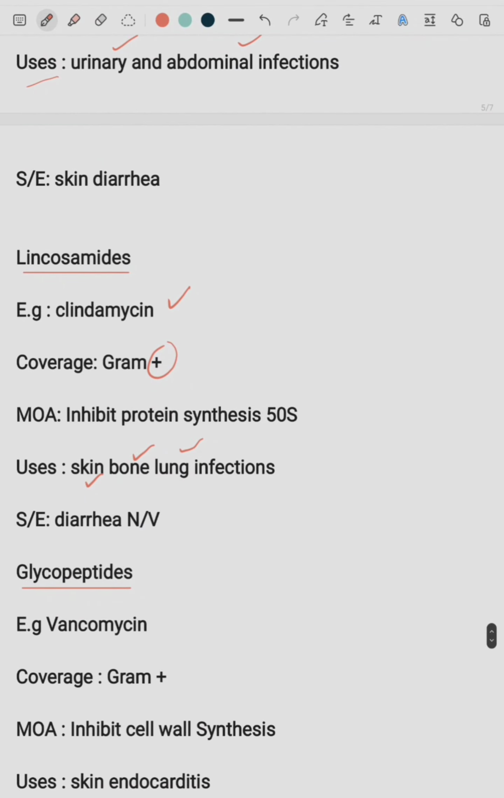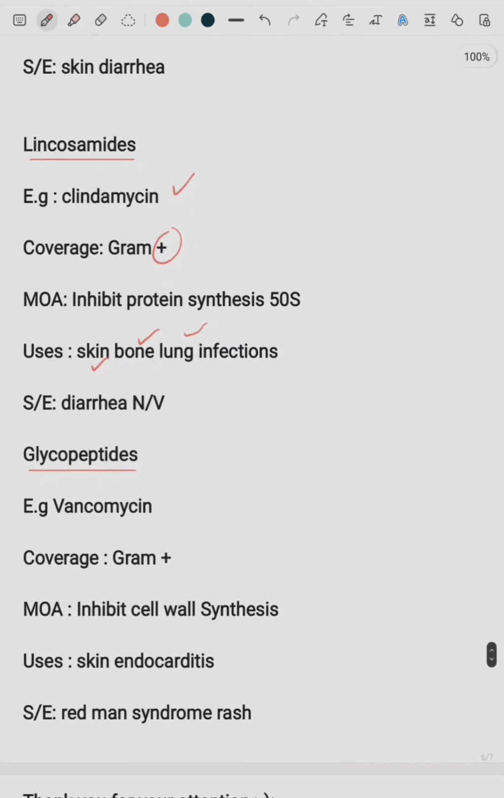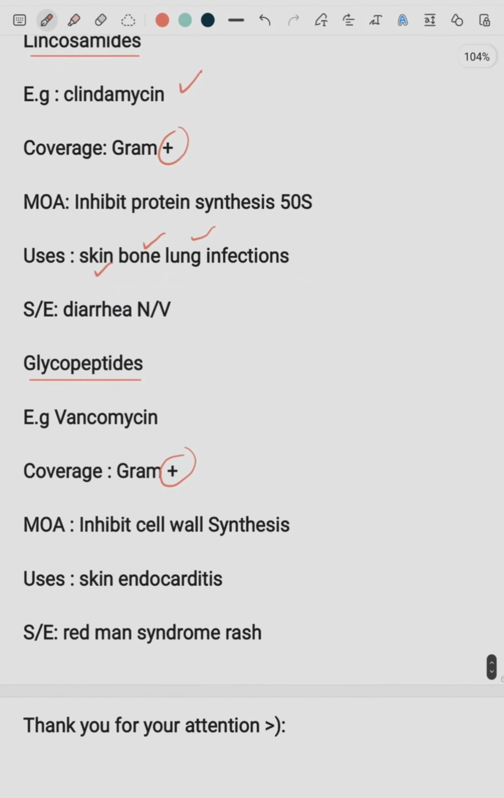And the glycopeptides example is vancomycin. Coverage is gram positive and mechanism of action is to inhibit cell wall synthesis. Uses are skin infections and endocarditis. Side effects are red man syndrome and rash.